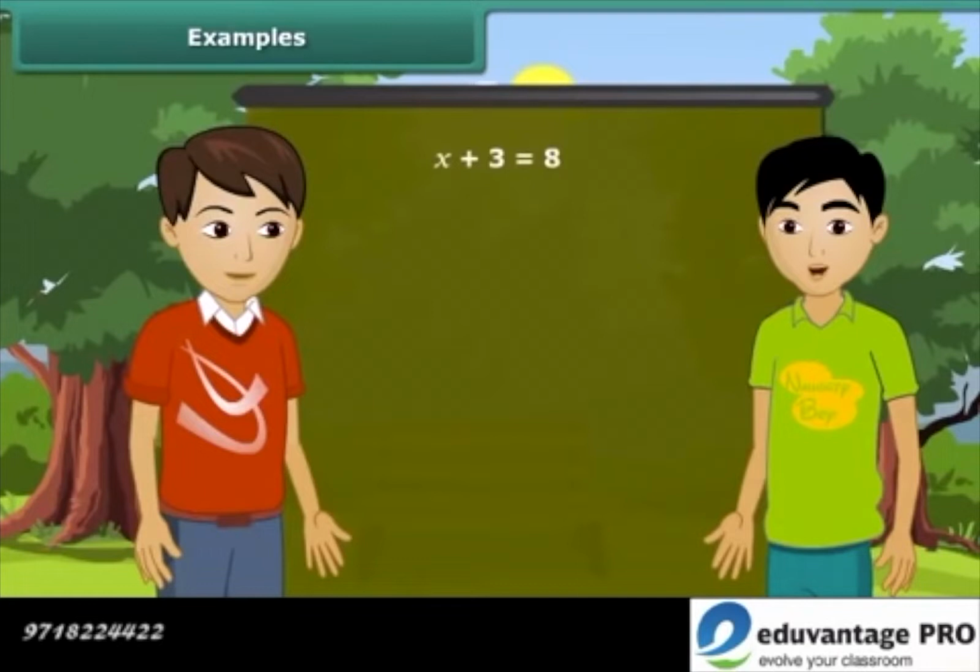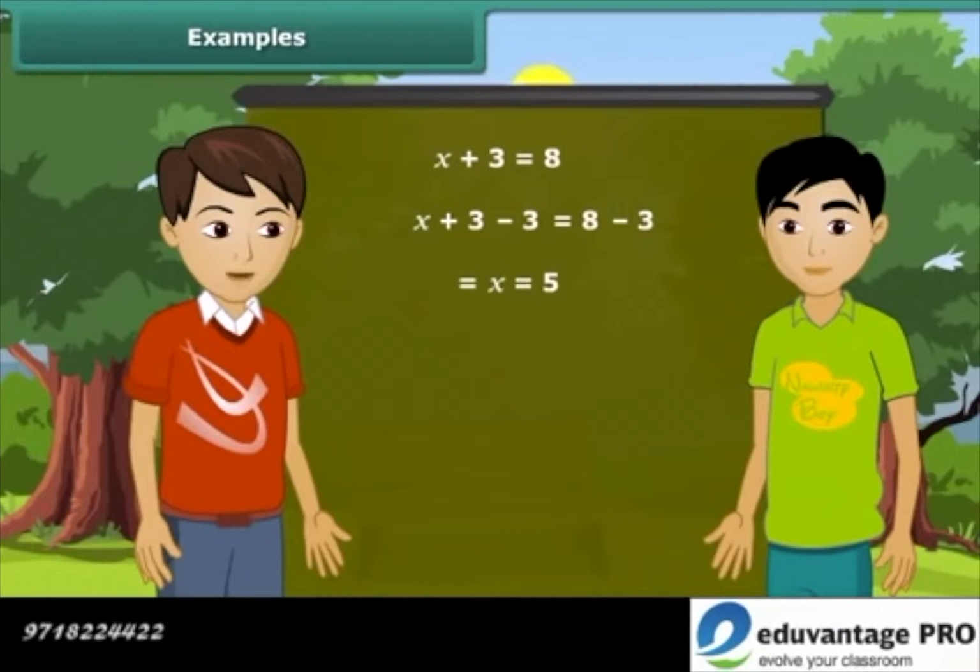Let us take an equation. x plus 3 is equal to 8. We shall subtract 3 from both sides of this equation. The new LHS is x plus 3 minus 3, which is equal to x, and the new RHS is 8 minus 3, which is equal to 5. Therefore, we get x as 5.